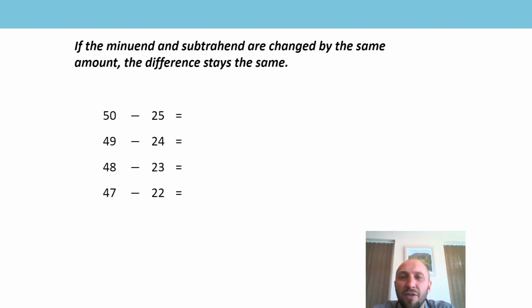So in this lesson we're going to use that generalization from our last lesson and from those two activities to make our calculations easier to complete. It's always nice to be able to find things easy. So let's read that stem sentence once more. If the Minuend and the Subtrahend are changed by the same amount, the difference stays the same.